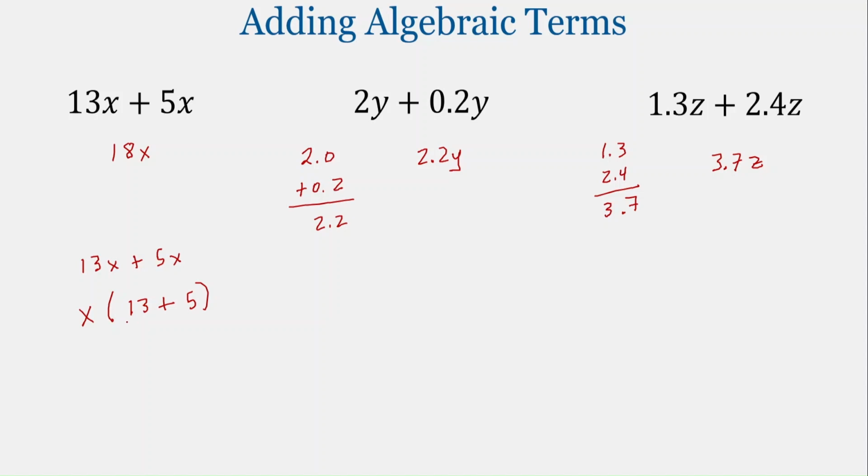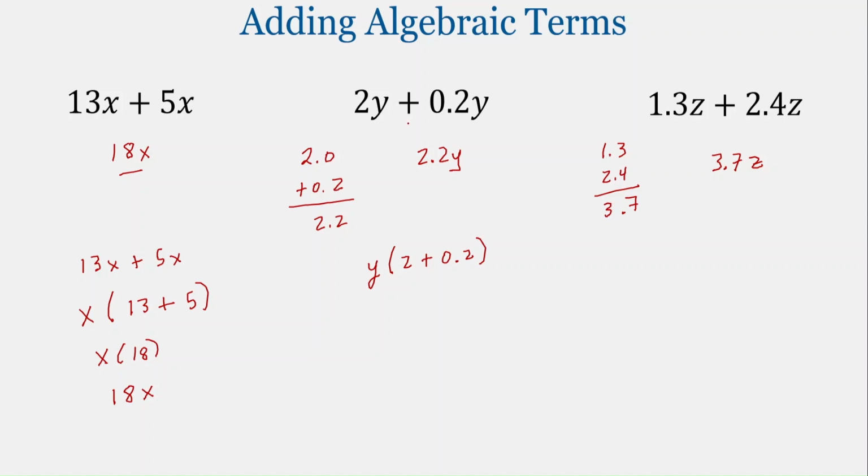And then, when we do order of operations here, we would do the items within the parentheses first. So that's going to give us x times 18. And now we kind of have multiplication. This is 18 times x. Order doesn't matter in multiplication. It's commutative. So I can change this to 18x, which is the answer we got. Again, this means 18 times x. Same with the second problem. We could factor out that y, and that gives us 2 plus 0.2.